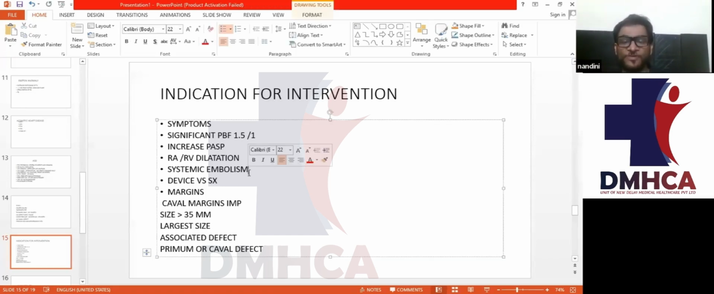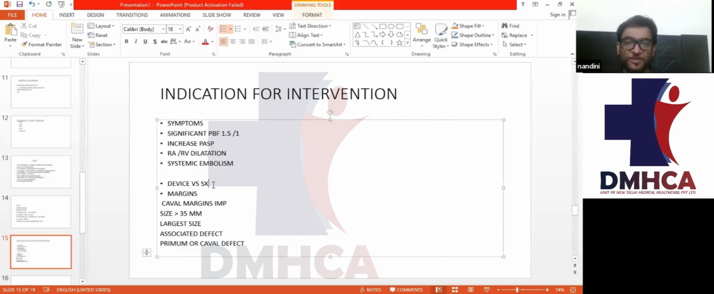So there are two ways of treatment, that is device versus surgery. We do the device when there are good margins, that means you are doing an echo study and there is a rim present which can handle the device. If there is no good margin present for the device, you put the device and it will dislodge from the original position. It might go into LA, LV or aorta. So there has to be good margins to fix that device, which is like an umbrella-like device which you take into the interatrial septal defect.